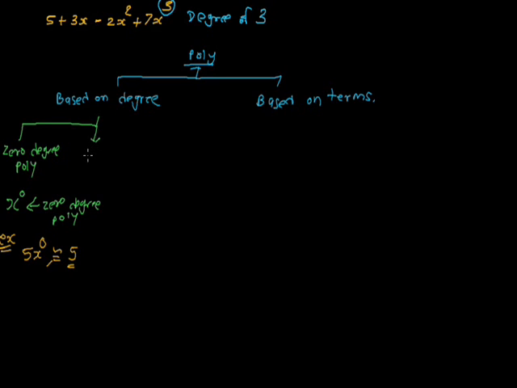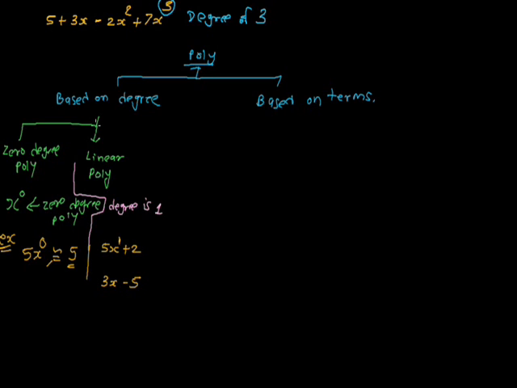Next type is linear polynomial. In this polynomial, the degree of x is 1. For example, 5x plus 2. Here the degree of x is 1. So 5x plus 2 is an example of a linear polynomial, and we can also say that 3x minus 5 is an example of a linear polynomial.